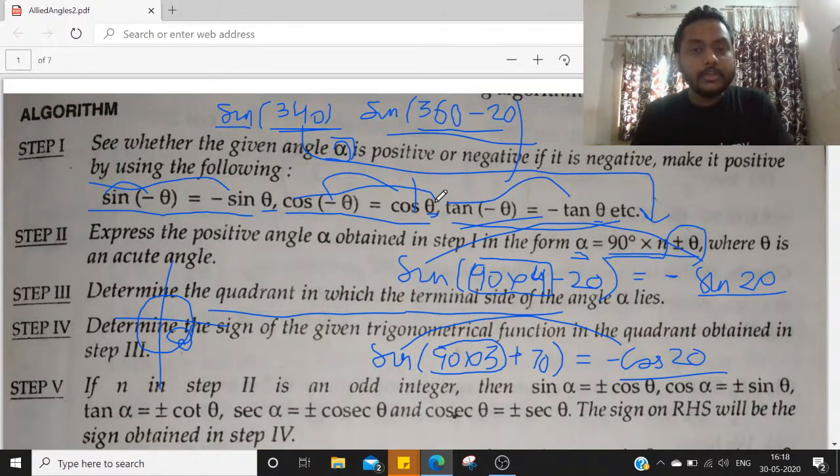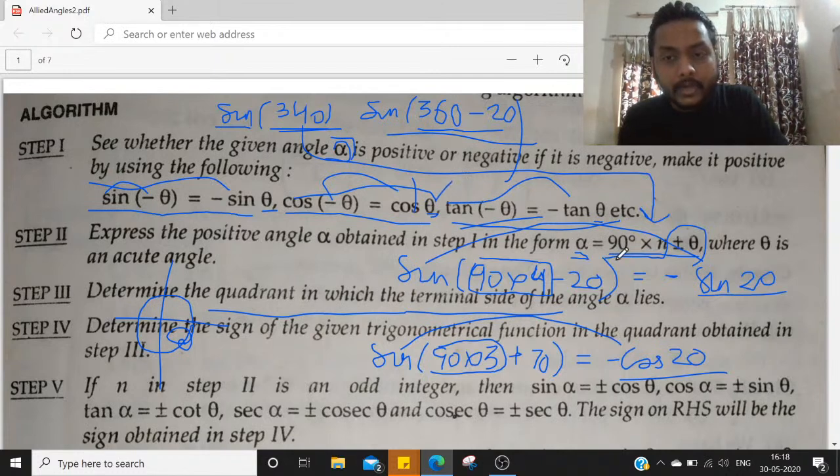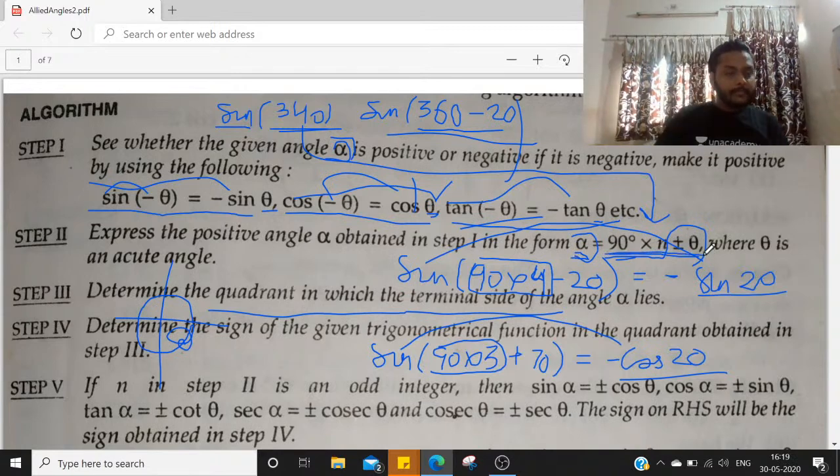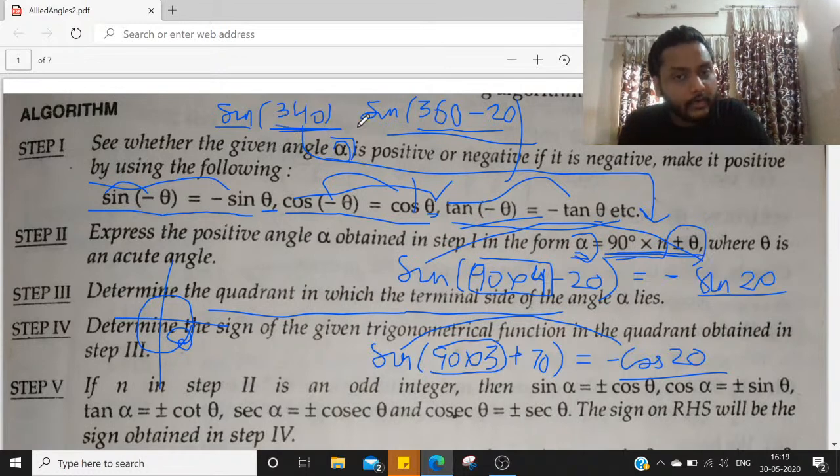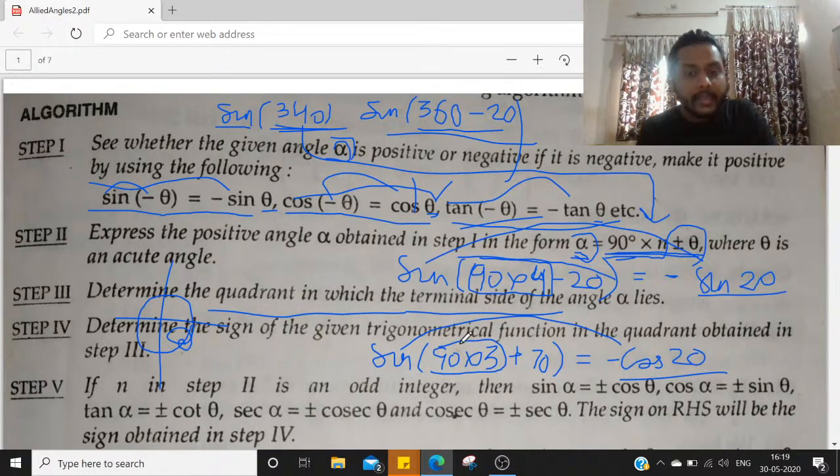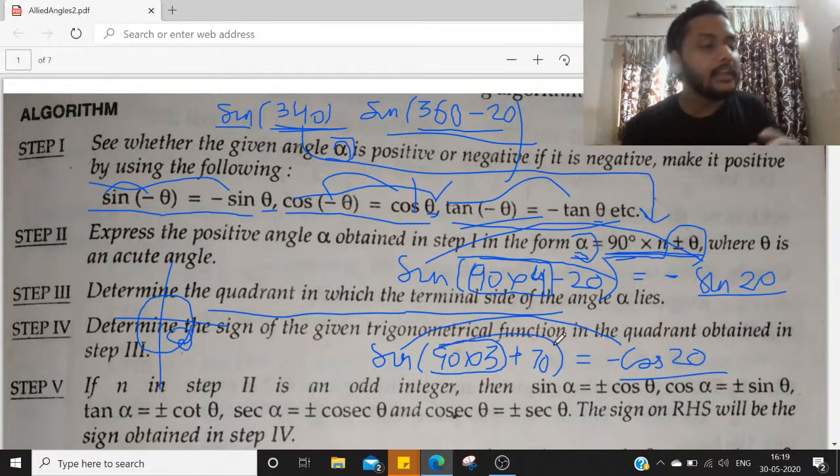The next step will be to put this angle in this particular form. Aapka jo bhi alpha aapko given hai, us alpha ko aapko 90 times n plus minus theta mein likhna hai. And it could be any form. Jaise ki maine aapko bola ki jab aap 340 ko break kar rahe ho, to aap usko 90 times 4 minus 20 bhi likh sakte ho, aur 90 times 3 plus 70 bhi likh sakte ho. That depends on you, which way would you like to move.